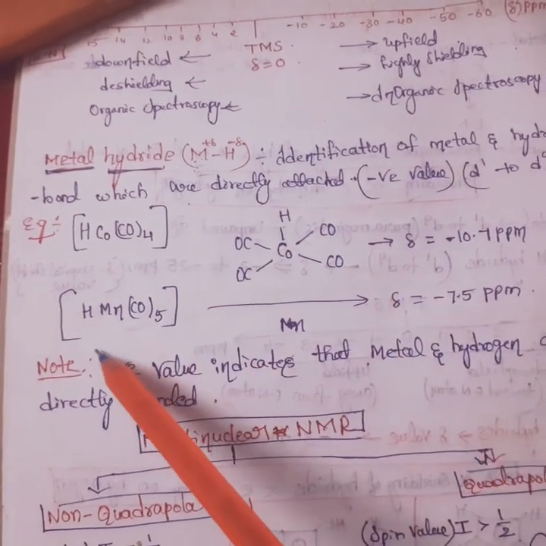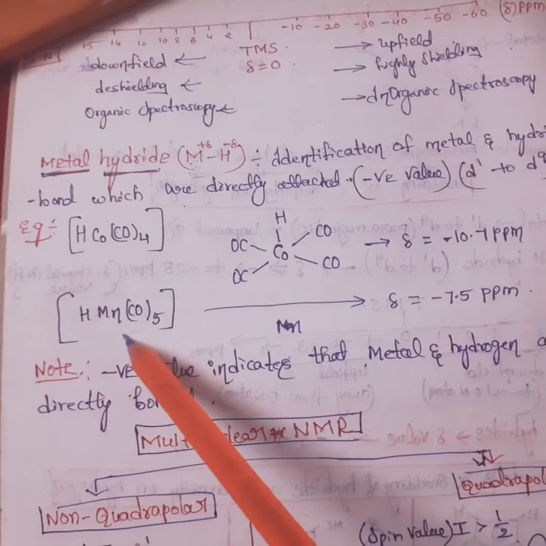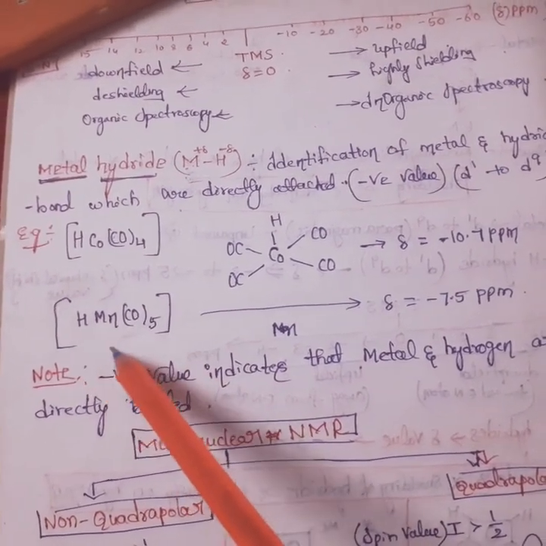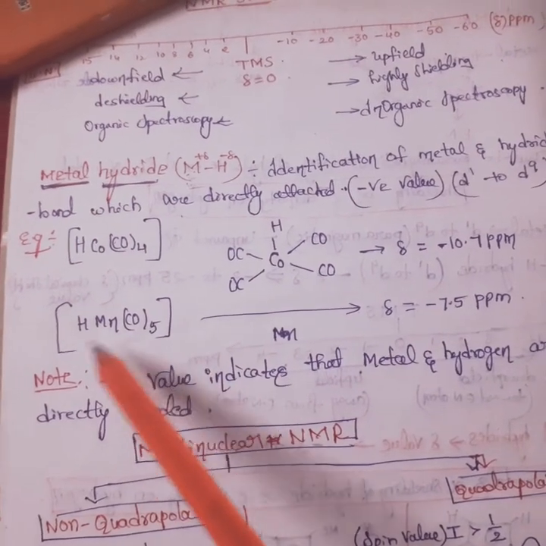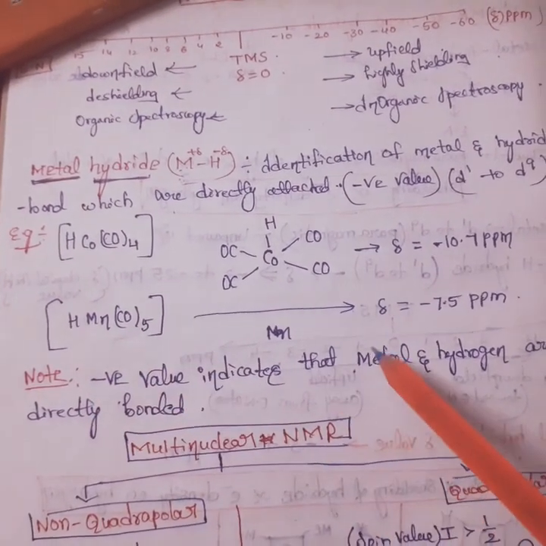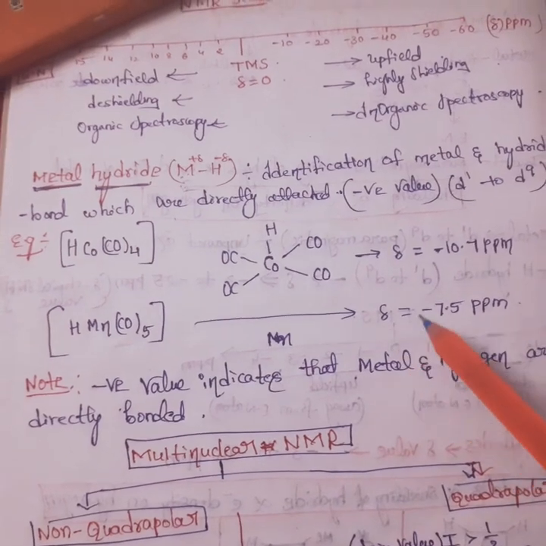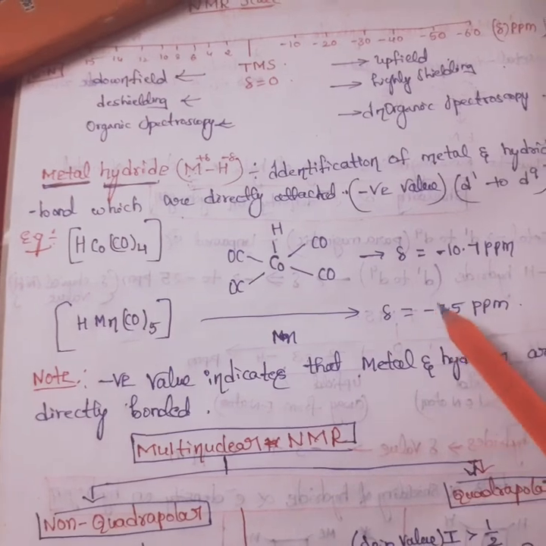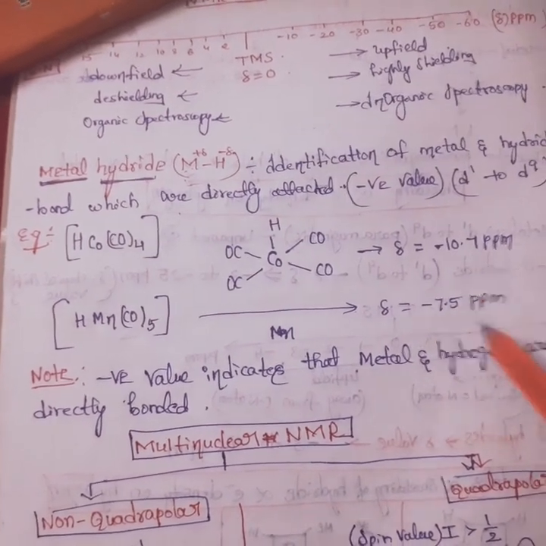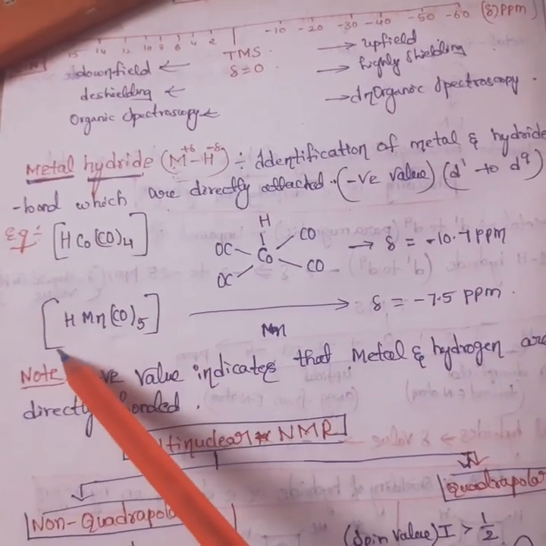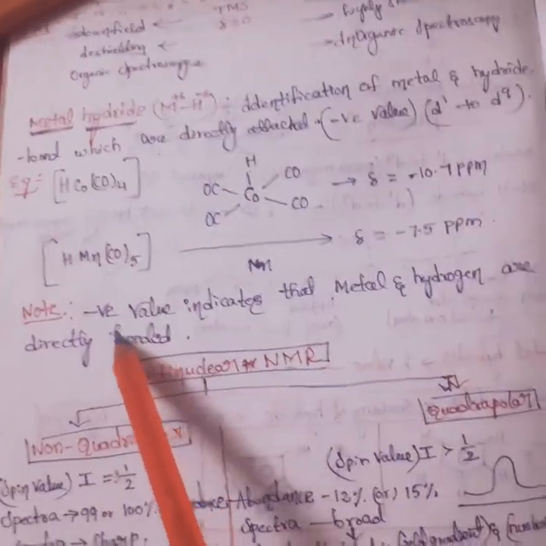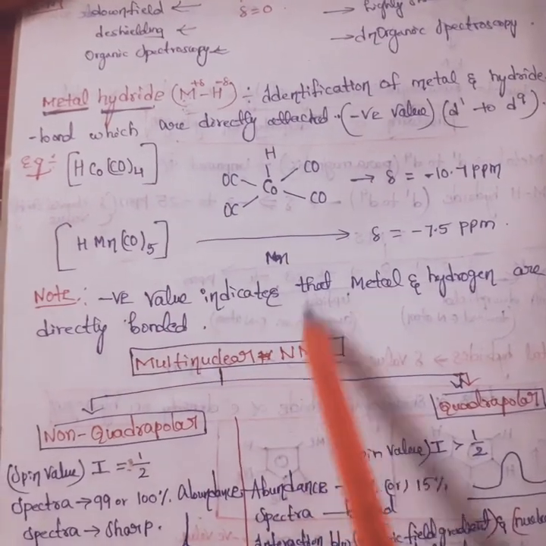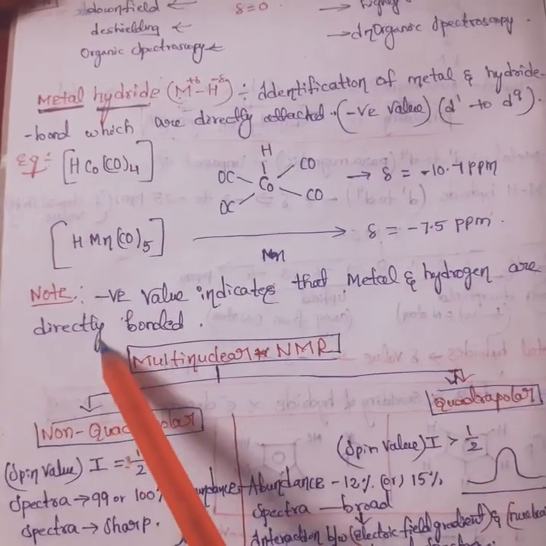Next, here also the same thing. Here the metal is attached to hydrogen. How can we confirm that a bond is present between metal and hydrogen? We confirm it just based on the chemical shift value. Here also the chemical shift value is negative, minus 7.5 parts per million, which indicates that a bond is present between metal and hydrogen. Note, this is the point which we have to remember: a negative value indicates that metal and hydrogen are directly bonded.